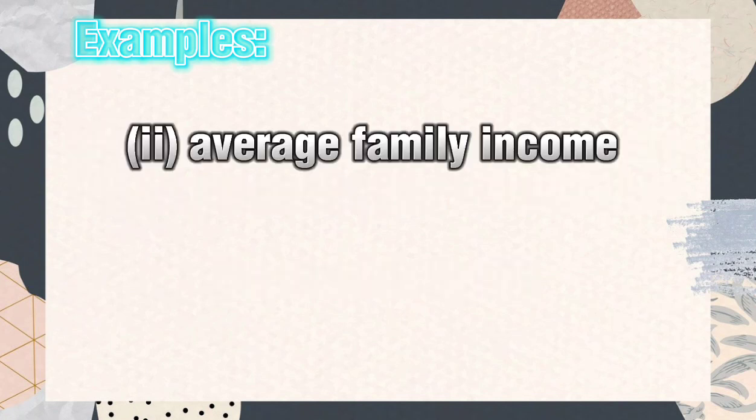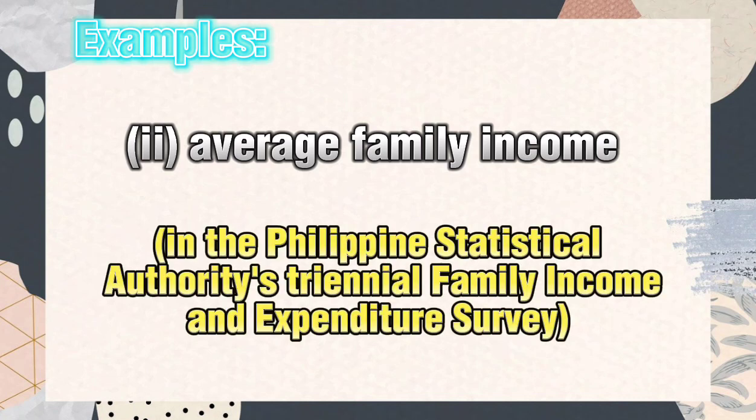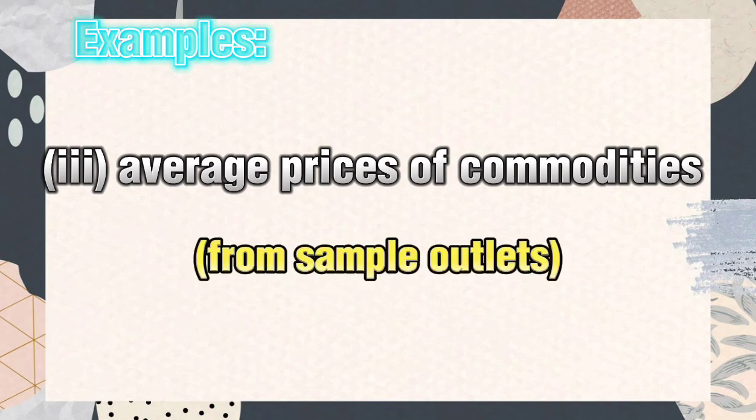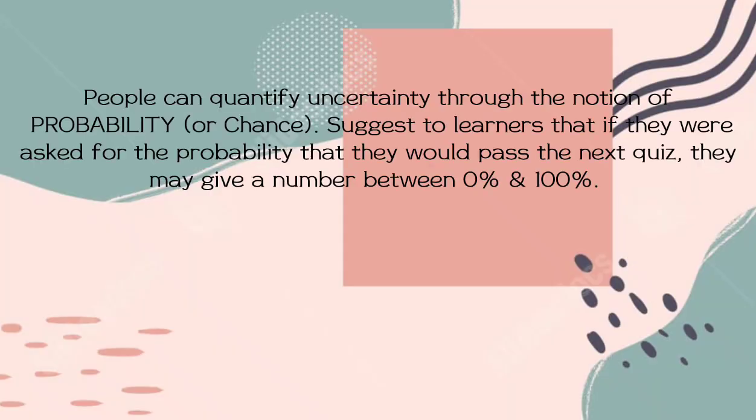Average family income, in the Philippine Statistics Authority's Family Income and Expenditure Survey. Average prices of commodities from sample outlets. People can quantify uncertainty through the notion of probability or chance.